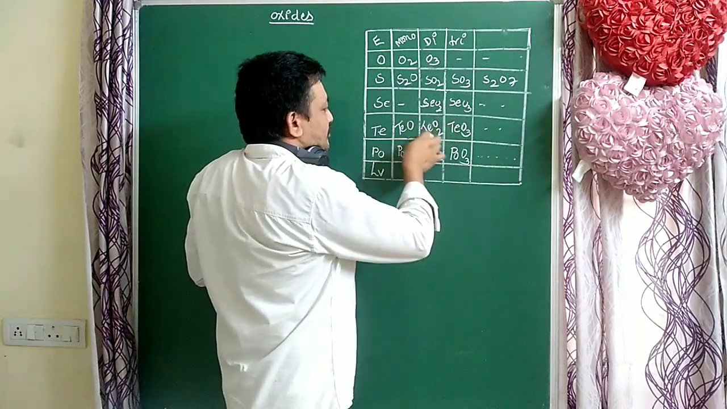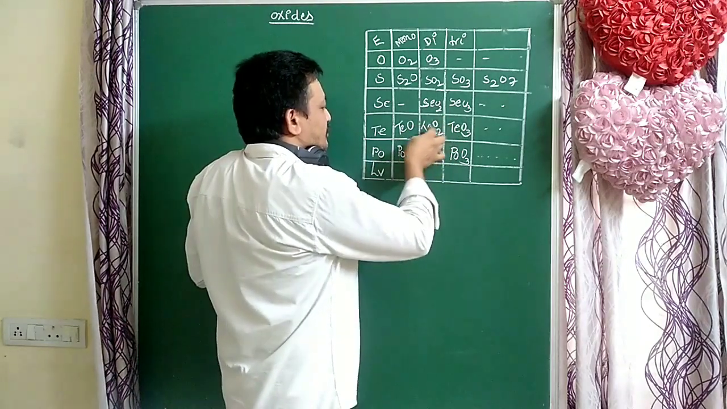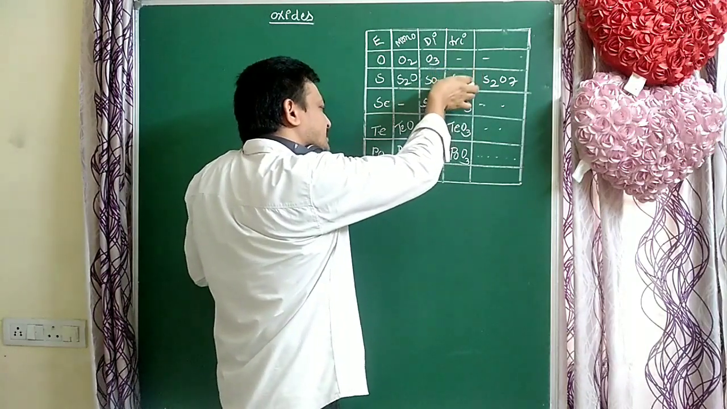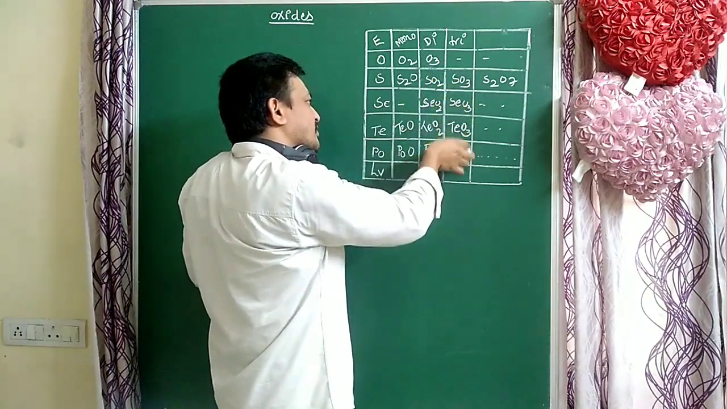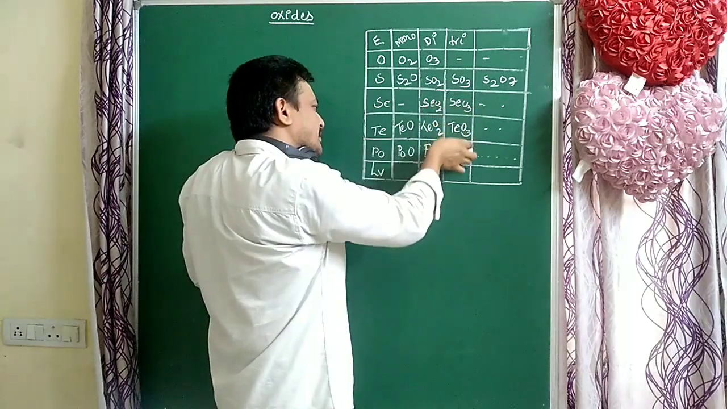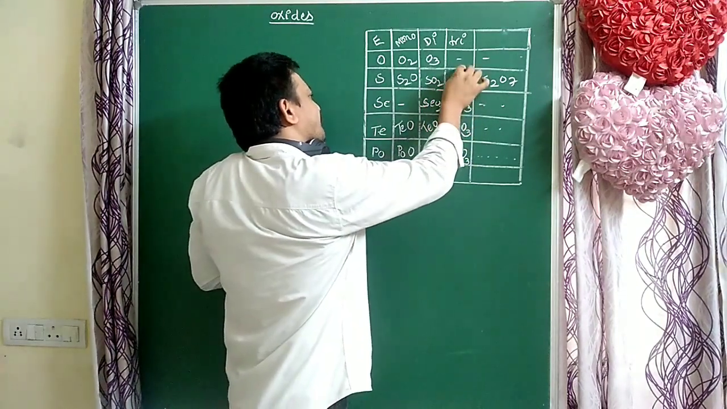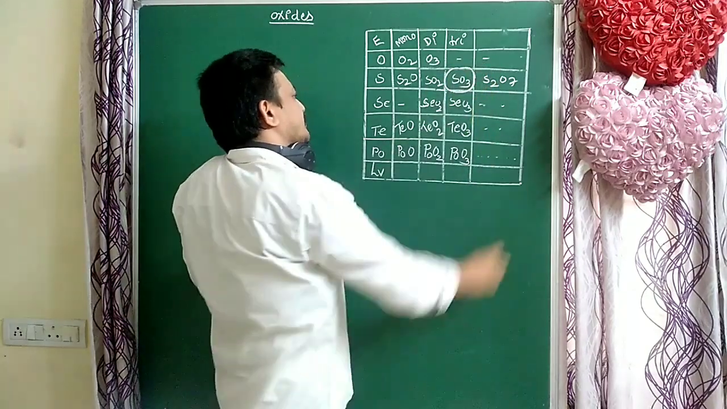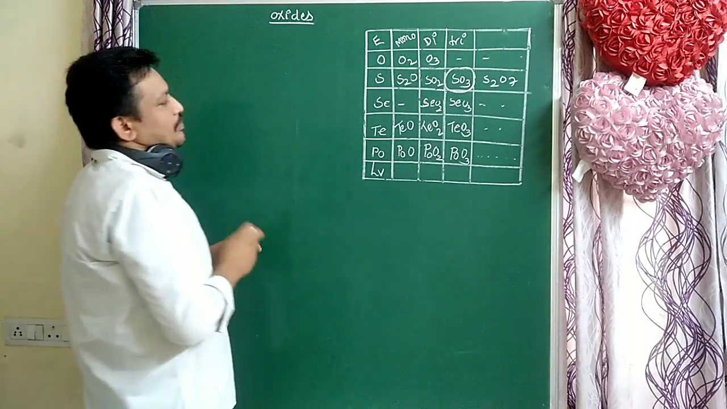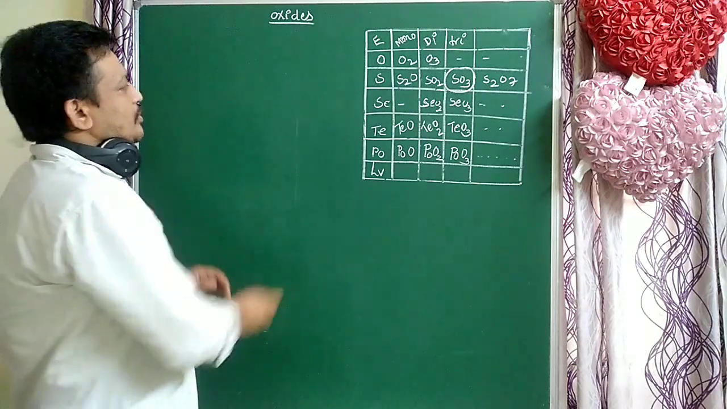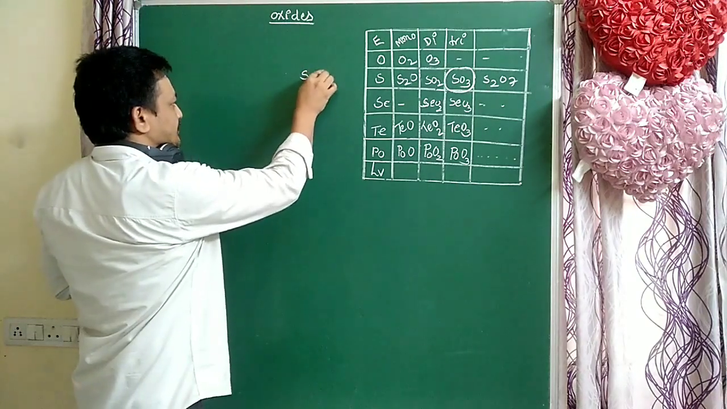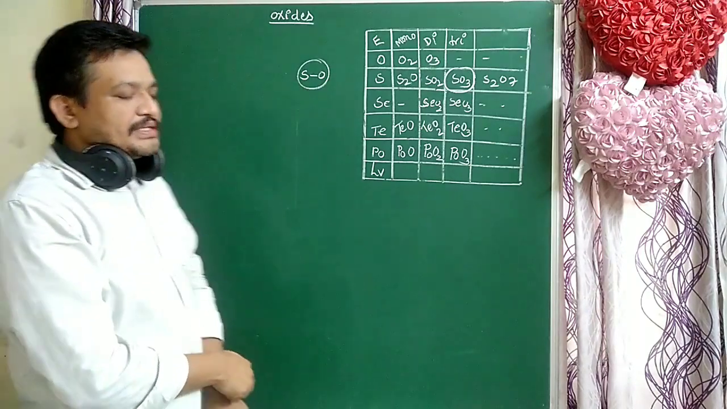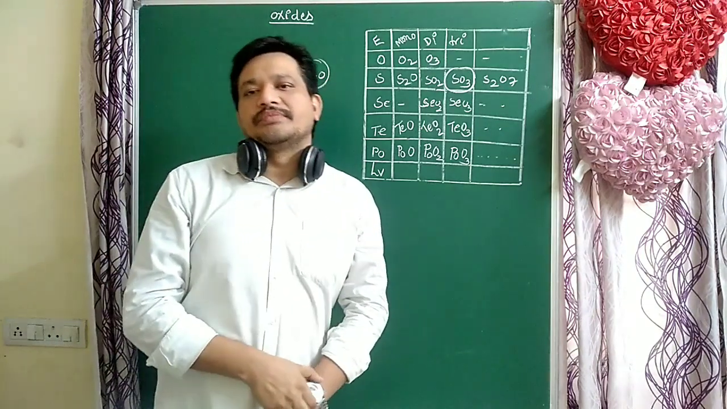Tellurium dioxide and polonium dioxide are good oxidizing agents. In trioxides, all trioxides are oxidizing agents, and oxidizing power increases from top to bottom. In acidic medium, SO3 is a good oxidizing agent due to protonation of the oxygens. The S-O bond is easily broken. That's why SO3 is a good oxidizing agent in acidic medium.